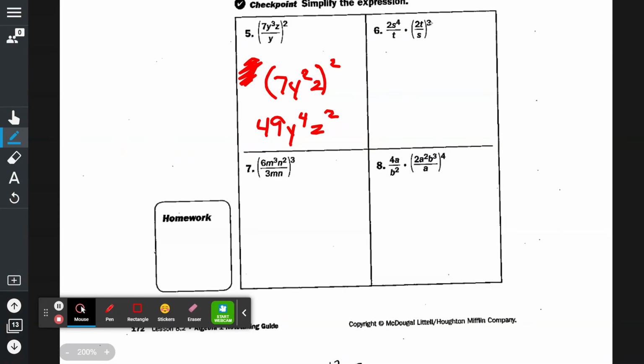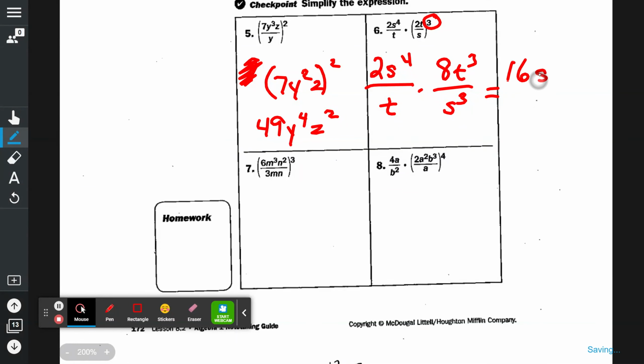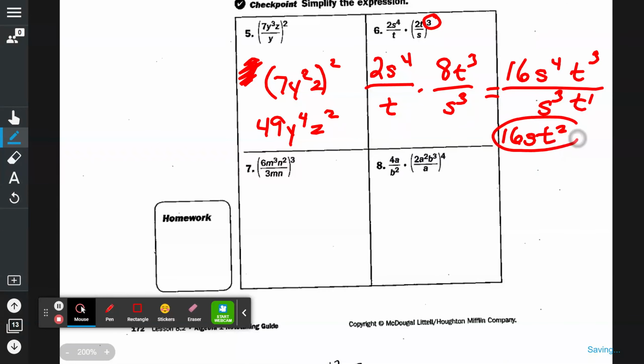Now here, first I have to take care of this. So I'm just going to rewrite 2s to the 4th all over t. 2 cubed is 8, t cubed over s cubed. Different ways you can approach this, but I'm just going to multiply across the top and multiply across the bottom. So I get 16s to the 4th, t to the 3rd. I'm going to put t to the 1st here and s cubed there. Because now I'm going to simplify. S to the 4th over s cubed is s. And t cubed over t to the 1st is t squared. So we end up with 16st squared.